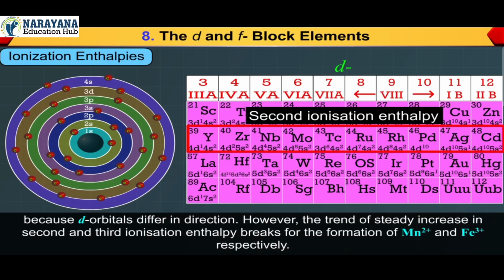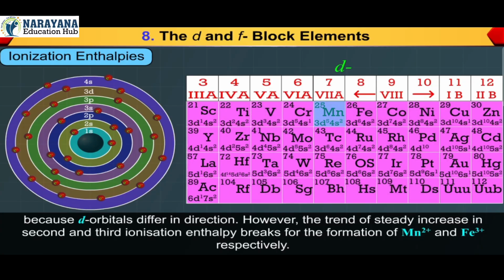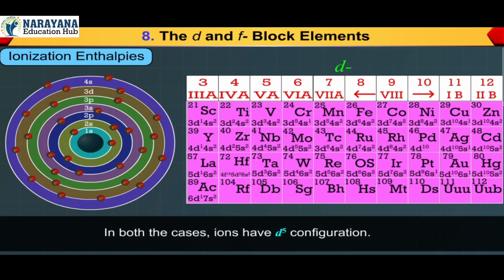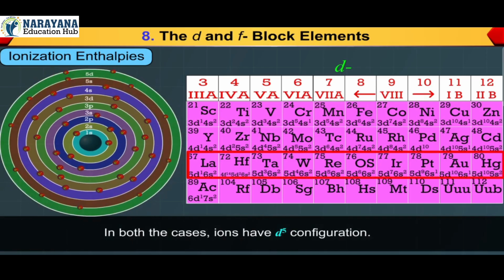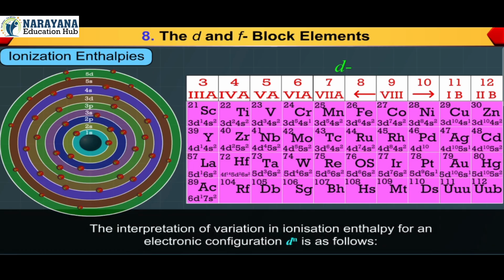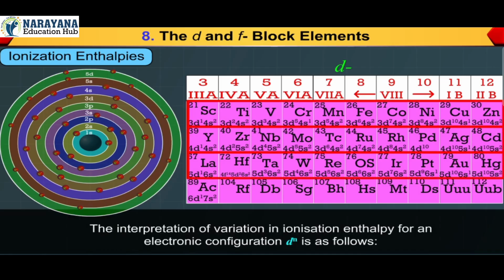However, the trend of steady increase in second and third ionization enthalpy breaks for the formation of Mn2+ and Fe3+ respectively. In both cases, the ions have d5 configuration. Similar breaks occur at corresponding elements in the later transition series. The interpretation of variation in ionization enthalpy for an electronic configuration d^n is as follows.